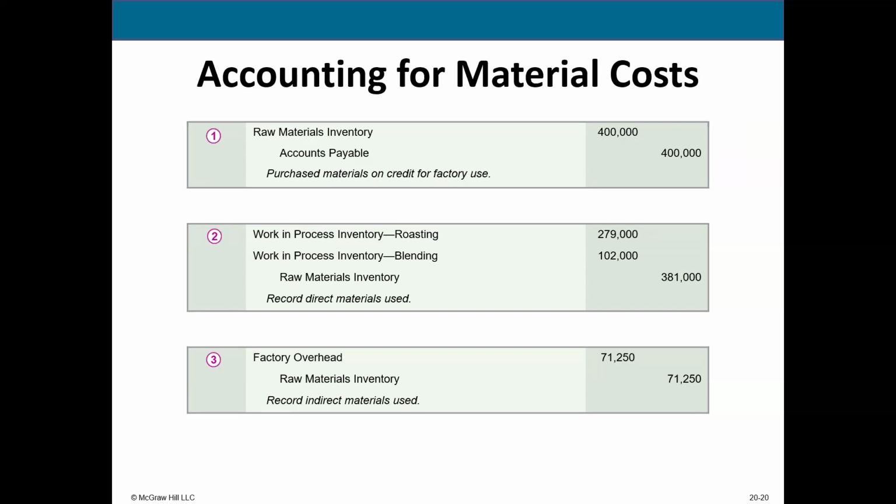The second thing we need to do is take that raw materials and allocate the raw materials to each department within work in process. So I debit work in process inventory for each department, and I credit the raw materials that we've used in each department. And lastly, for direct materials, I need to be able to allocate any indirect materials that we've used. So I debit factory overhead and credit raw materials inventory for the use of any indirect materials. So those are the three transactions we make for allocating direct materials.